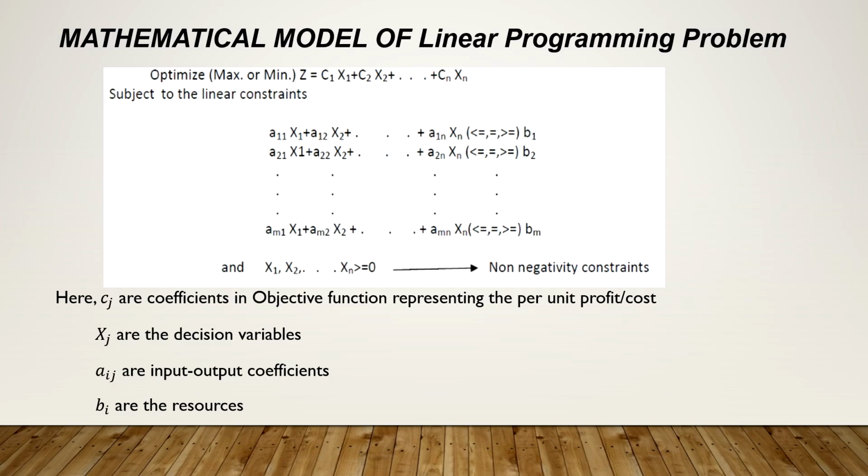Xj are the decision variables. Aij are the input-output coefficients, meaning the coefficients associated with the variables. On the right hand side, you have bi. These are the resources. That means the total availability of time, total availability of raw material. So these are the resources. Remember, since we are doing the graphical method, we are going to study only LPP consisting of two variables, but this is the general mathematical model for n variables.